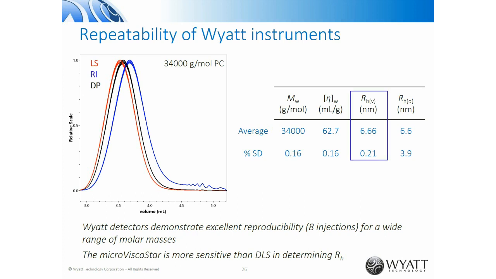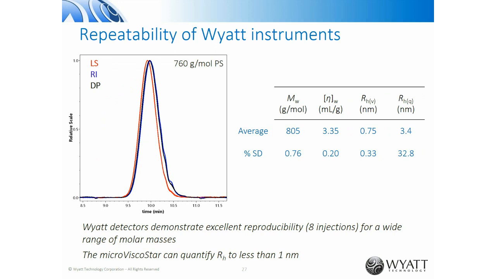You'll also notice that there are 2 hydrodynamic radius values. The first one with a subscript of V comes from the viscometer, and the second one with a subscript of Q comes from QELS, or online dynamic light scattering. And so you can see the values from the viscometer are much more accurate and more precise, since the viscometer is a much more sensitive instrument in determining hydrodynamic radius than dynamic light scattering.